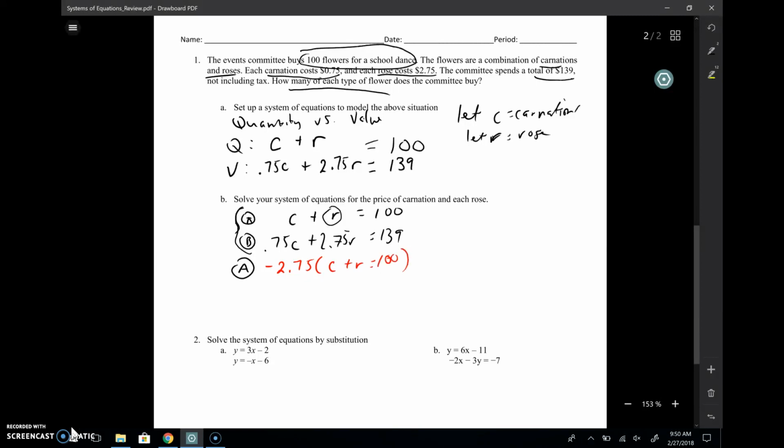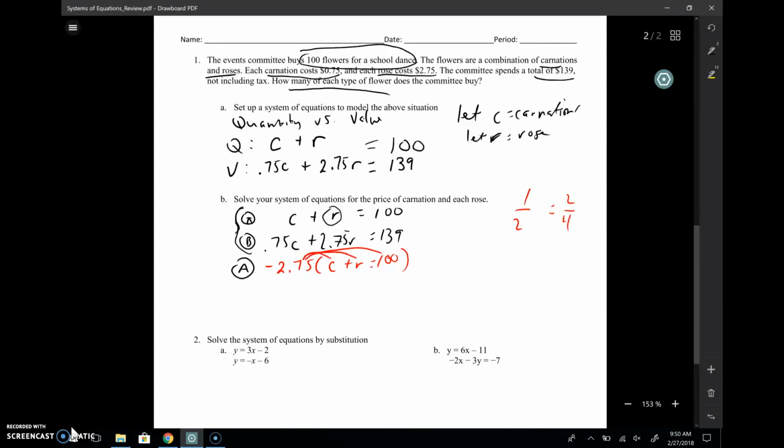And that's possible because I'm just creating an equivalent equation. It's the same thing as in class when I say 1/2 is the same as 2/4. We can multiply our entire equations to create multiples of each other. And then I'm going to rewrite equation B right underneath of it. So after I multiply, let's do the distributive property. I'm going to distribute negative 2.75 to everything on the inside of the parentheses. Everything in the entire equation gets multiplied by negative 2.75.